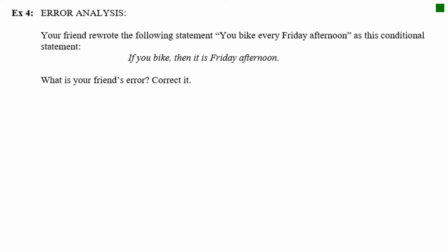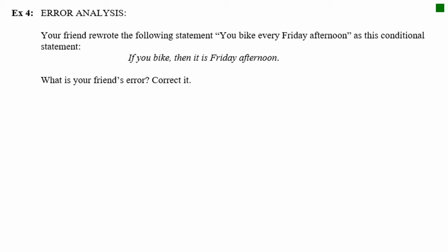Example 4, error analysis. Your friend rewrote the following statement, "You bike every Friday afternoon," as a conditional statement: "If you bike, then it is Friday afternoon." What is your friend's mistake, and correct it. The title was error analysis, so we're observing a mistake and trying to figure out what went wrong. We have two parts to do here. We need to figure out what the error is and then correct it.